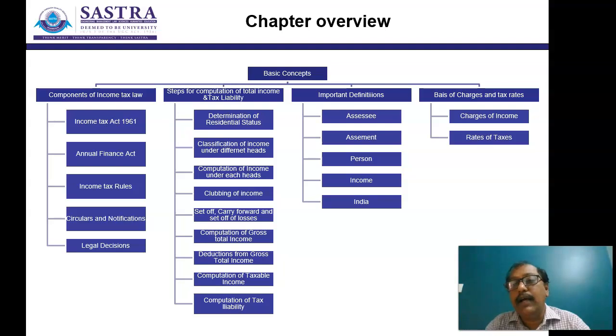And the last part is going to be the basis of charges. Charges of income, on what basis the charges are going to be taken up, and the rates of income tax are also going to be given out at the outset of this particular session.